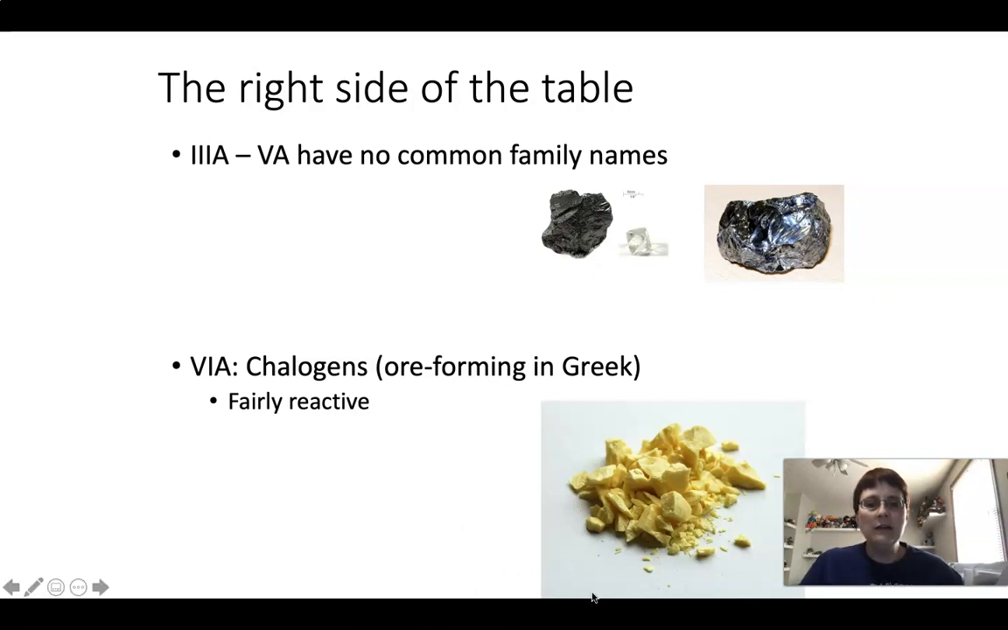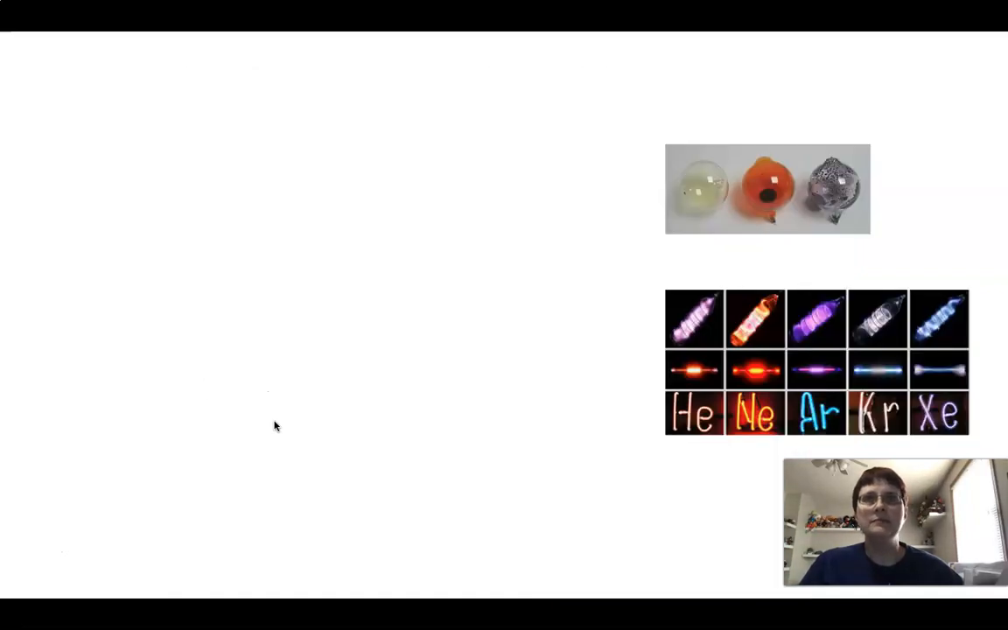So you rarely find these guys as pure elements unless they are bound to themselves. And that's what you're seeing here. So you're seeing sulfur bound to itself. You can get oxygen gas, which is two oxygens bound together. Otherwise, because they're so reactive, they're going to be bound to other things like H2O or sulfates. So they are going to be reacted with other elements.